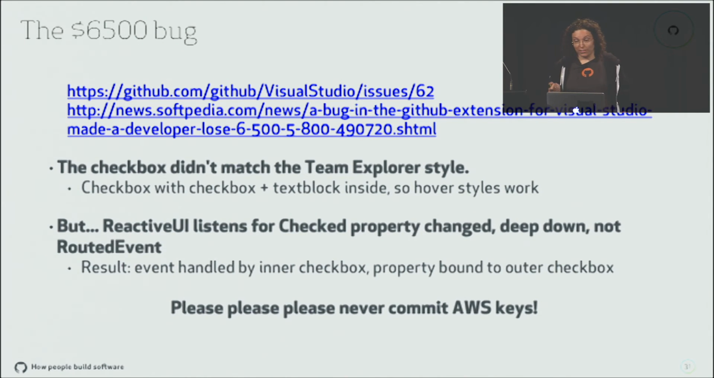So he published it as a public repo, didn't notice. And then a bot that scans GitHub for AWS keys grabbed this key and started throwing up instances on Amazon and doing Bitcoin mining, I think. I think that was what it was doing. So he accumulated $6,500 in a few hours.